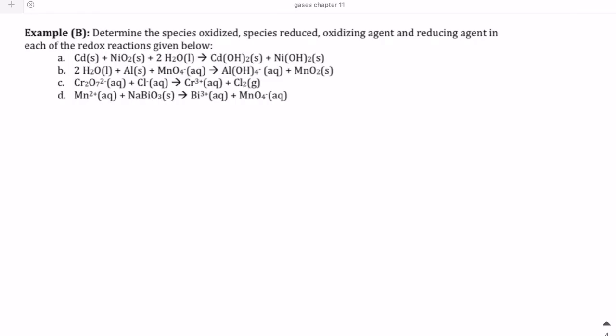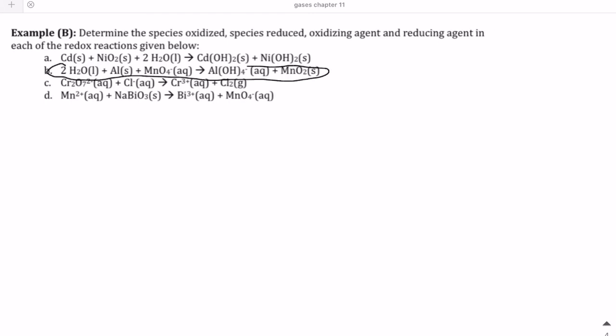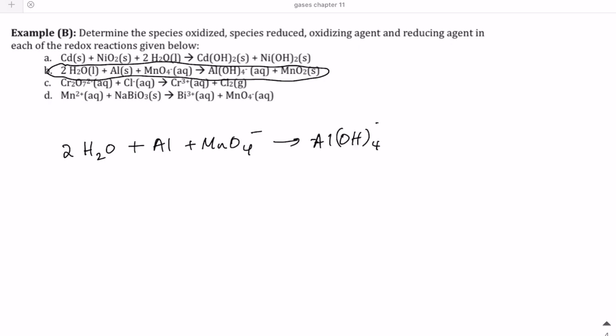We can use the concept of oxidation states to help us determine which species is oxidized, reduced, and what the oxidizing and reducing agent are. The way we do that is first we select one of these reactions. So let me just pick reaction number 2 here that has all these species in it. I'm just going to rewrite the reaction here. The first step is to figure out what the oxidation state is for each of the elements. So starting with H2O.